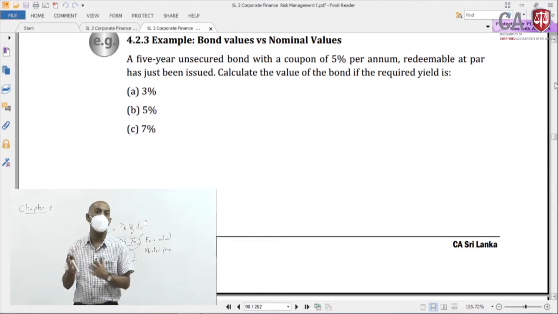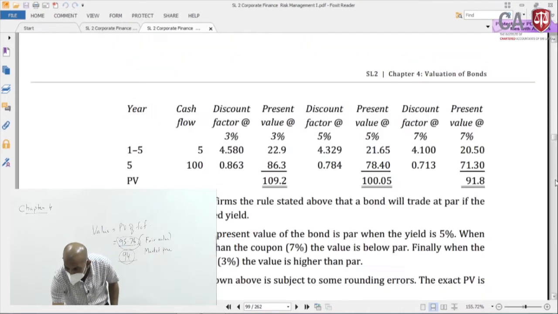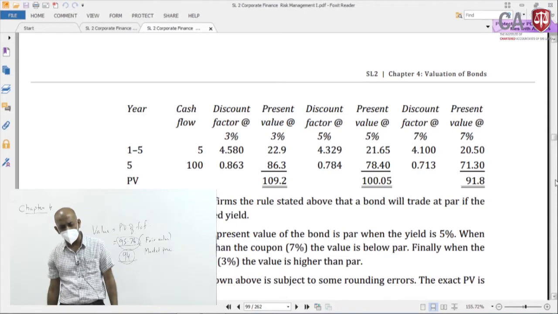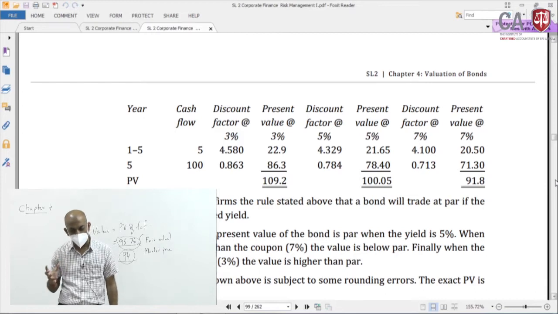Discounting rate will be your return requirement, that is 357. So we go to the answer. You see the 3 answers are given. At the return requirement of 3%, same bond is worth 109 rupees. If the return requirement is 5%, the same bond, same cash flow, is worth 100 rupees. And at 7% return requirement, the value of the bond is 91.